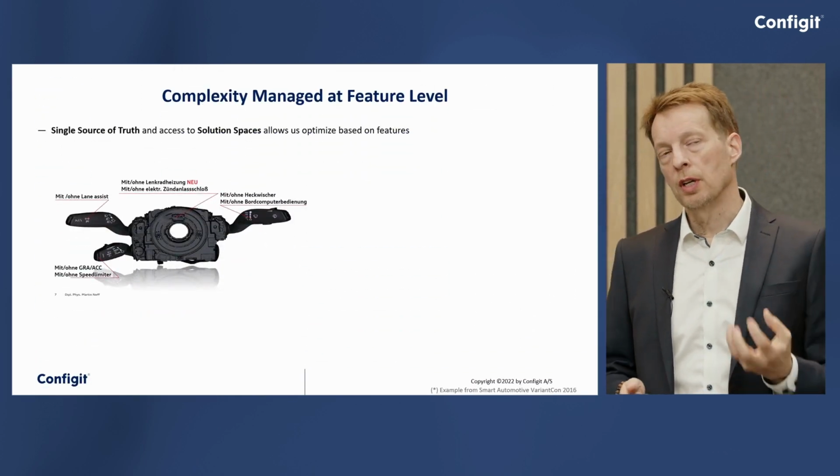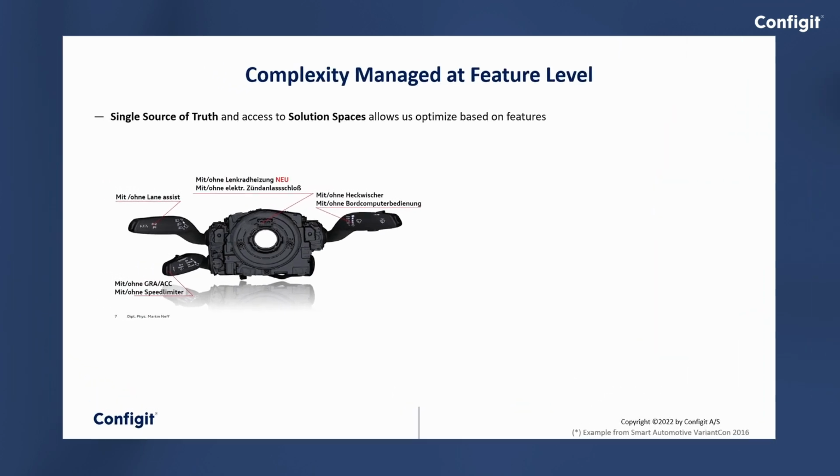When you start working on the feature level, some new possibilities open up. And I think one of the more exciting ones is that you really can start doing complexity analysis based on features. So here's an example. It was presented by Audi some years ago at a German conference, the Smart Variant conference in Berlin.